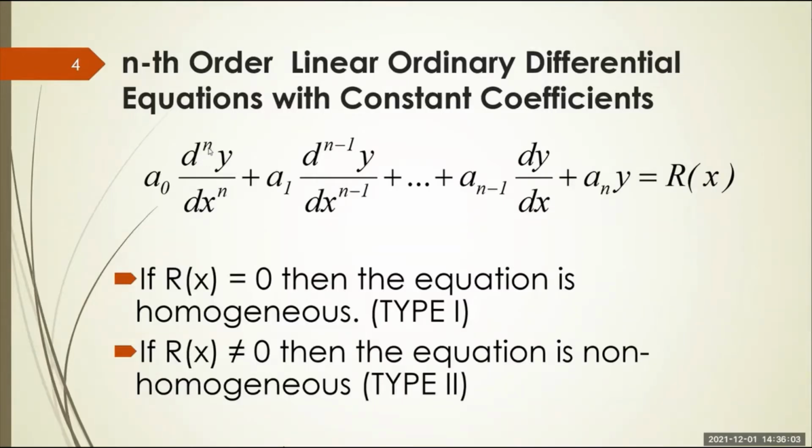You can see that the nth order is placed first, followed by the n minus 1 order, and so on until the first order, until what you see here is just the y. So this represents the nth order differential equation, and then it becomes lower in terms of order. If R(x) is equal to 0, then the equation is homogeneous. Let's call this type number 1. And if R(x) is not 0, then it's non-homogeneous. This is type number 2. For today's lesson, we will only be discussing type number 1.